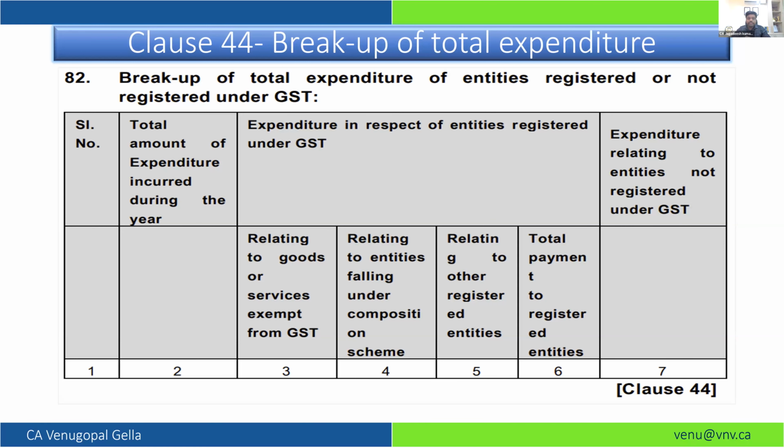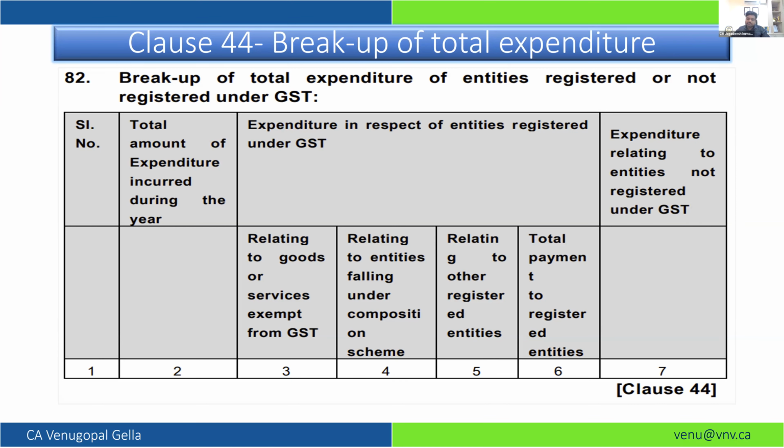In column 3, we need to report all the goods and services which are exempt from GST. Let's say I bought an exempted good from X, who is a registered party, I need to report it in column 3. What are exempted goods or services under GST? As per section 2(47) of the CGST Act, exempted goods means those attracting nil rate of tax, and exempted supply includes non-taxable supply. GST has also provided the definition of non-taxable supply: non-taxable supply means a supply which is not leviable to GST.